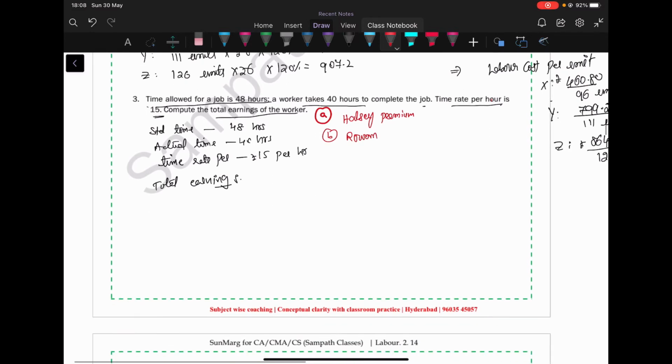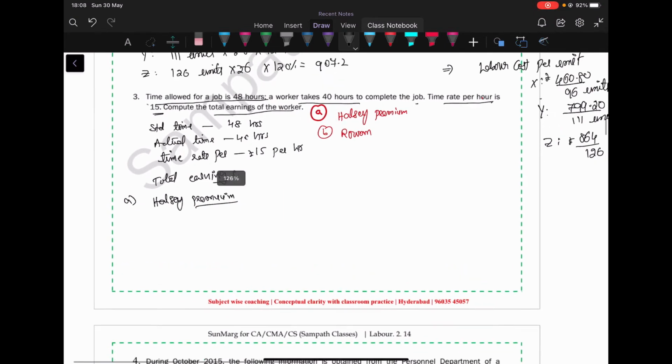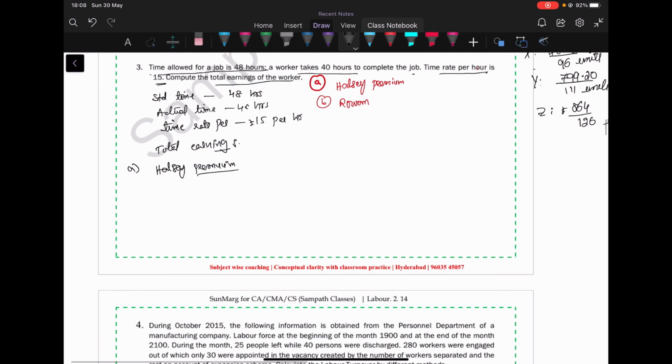See, the first one, I will check. First one, Halsey premium. I'll write the formula and I'll explain the question as well. Halsey premium, the formula is actual hours worked, that is H, into rate per hour. This is for the total earnings. I am writing the formula for the total earnings.